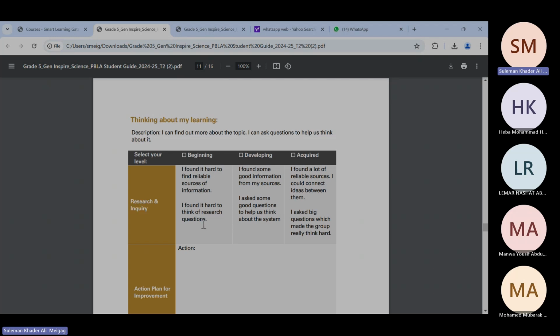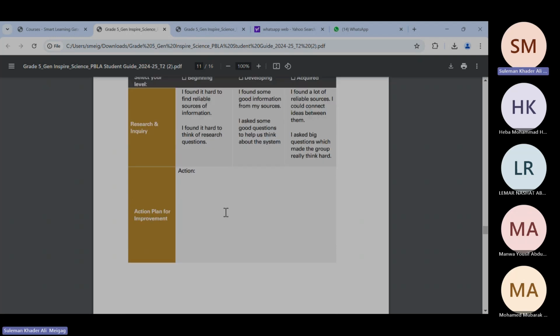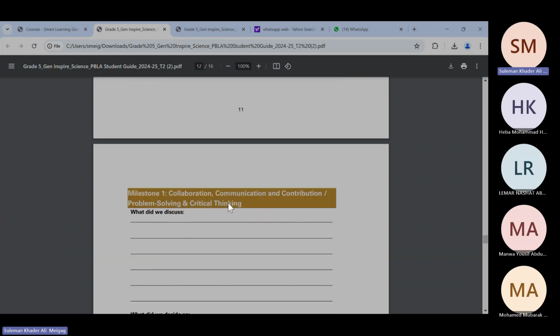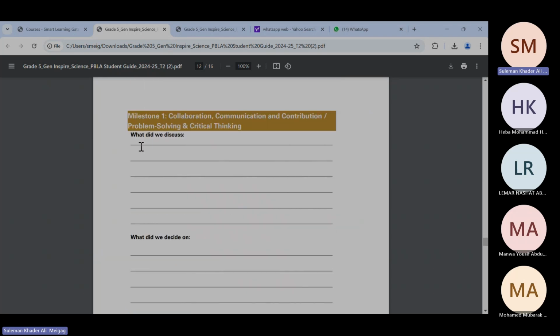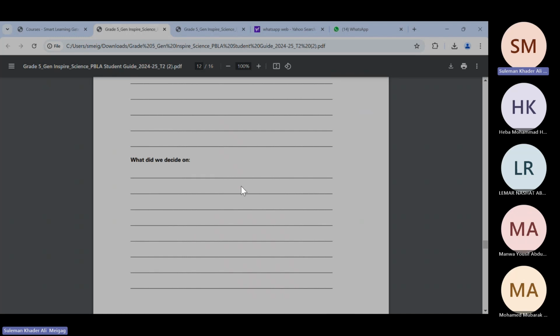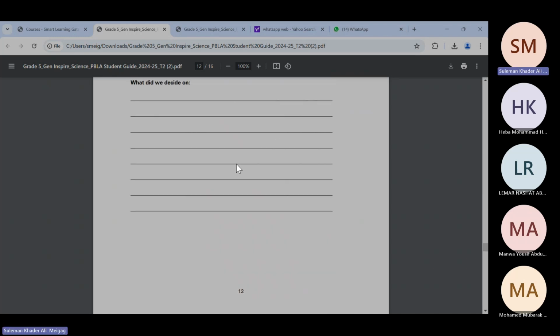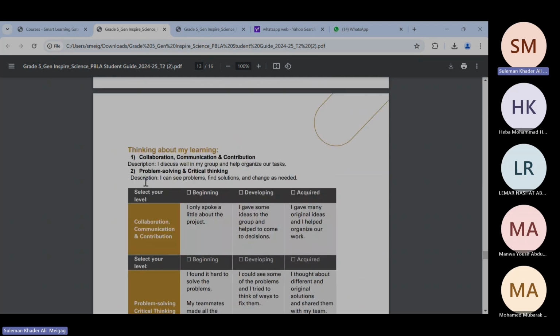Okay, research and inquiry. Okay, I found some good information. Did you find some reliable information? Okay, so the next one here says collaboration. What did we discuss? What did the group talk about? So you write here. Okay, what did we decide? Did we decide how to do cleaning the water? Okay, how to do cleaning the water? Okay, so the book also has a part about collaboration, how you work together.